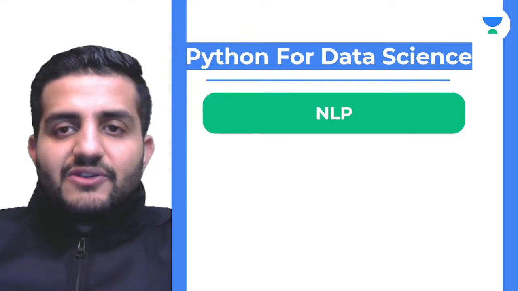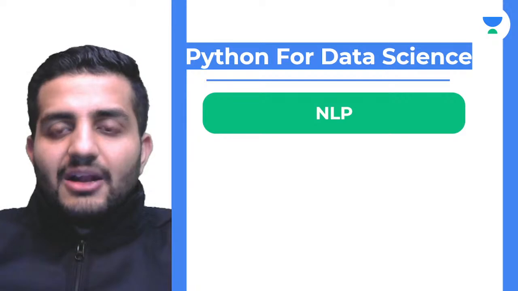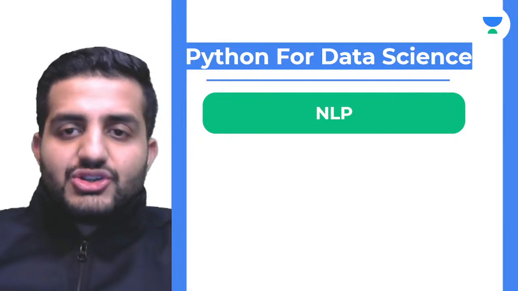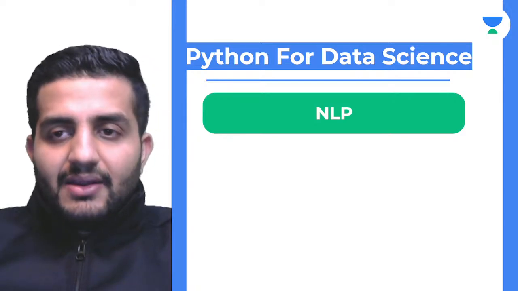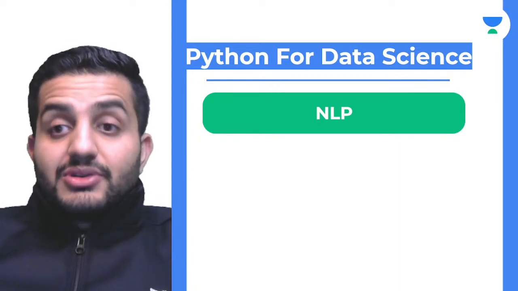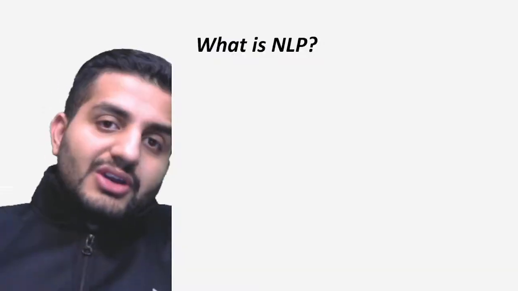So we are into the series of Python for data science, and we are talking about NLP here. NLP क्या है? Natural language processing. ठीक है? अभी natural language processing है क्या? So let's try to understand that.